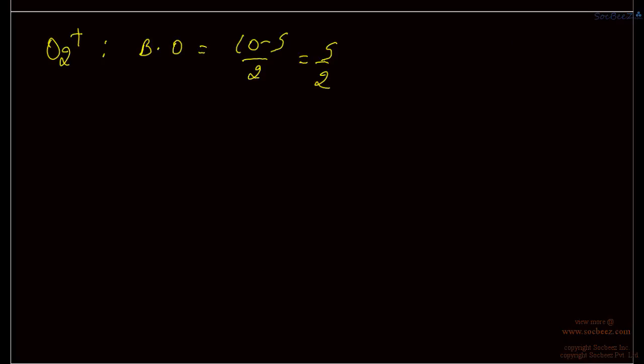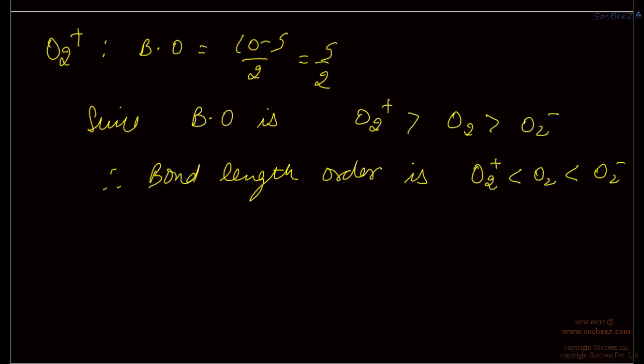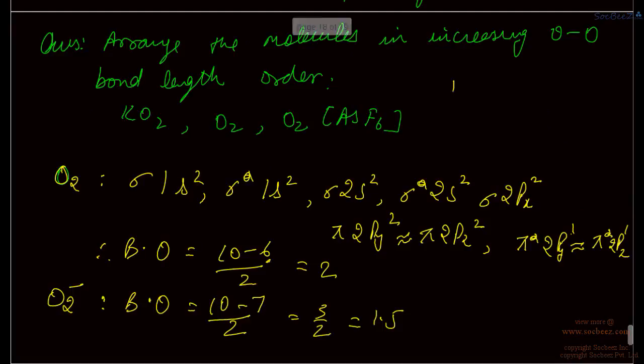And hence, since the bond order of O2 positive is greater than O2 negative, the bond length of O2 positive is smaller than O2 negative. So this is the correct answer, and this question was asked in IIT JEE 2004.